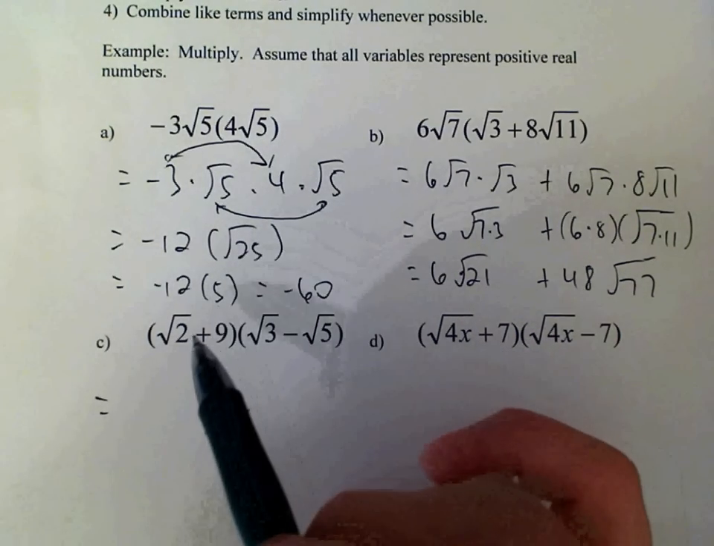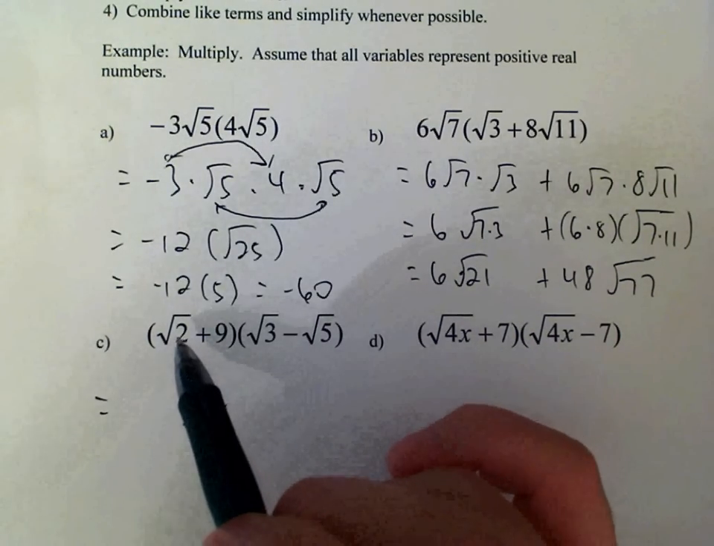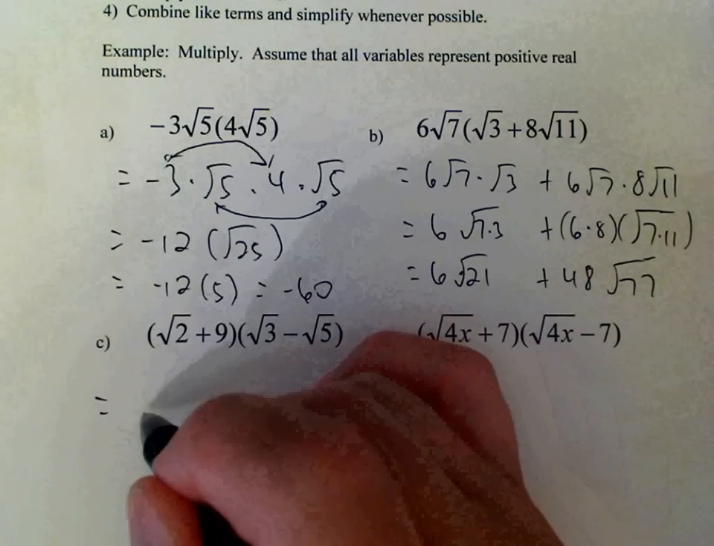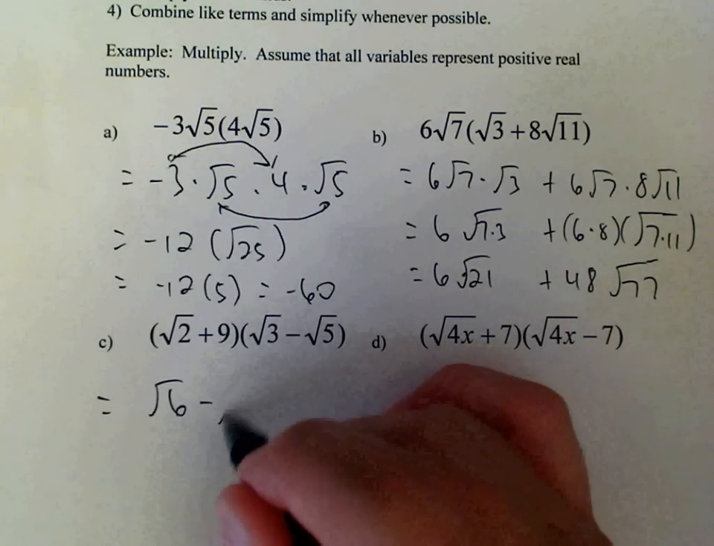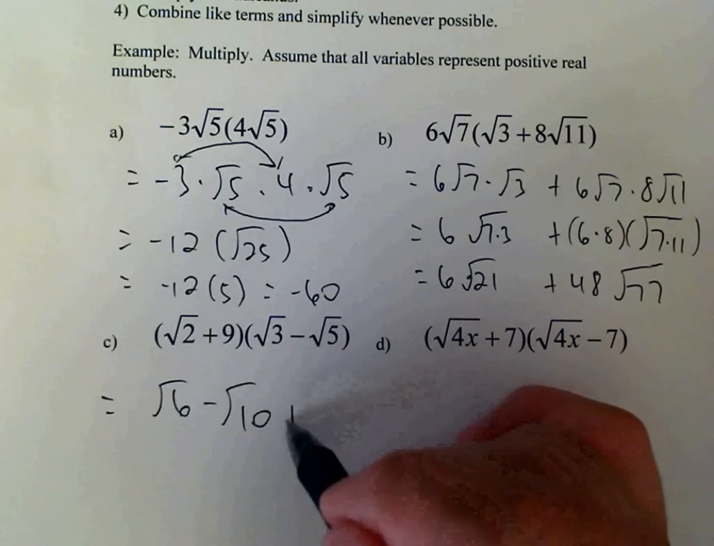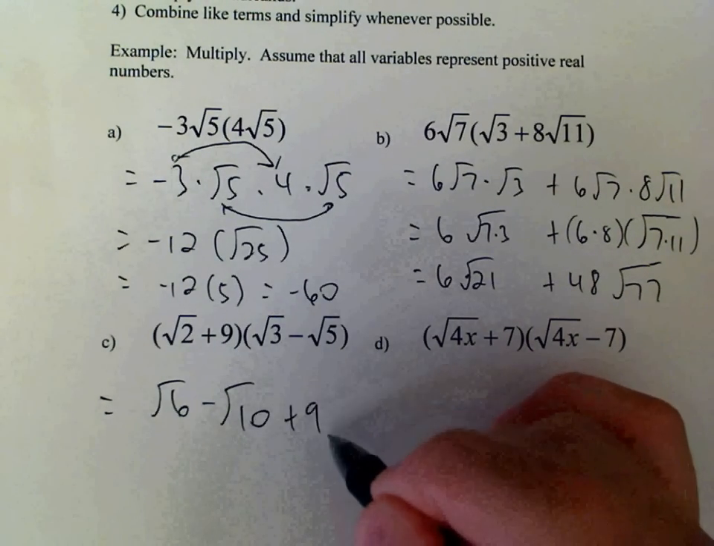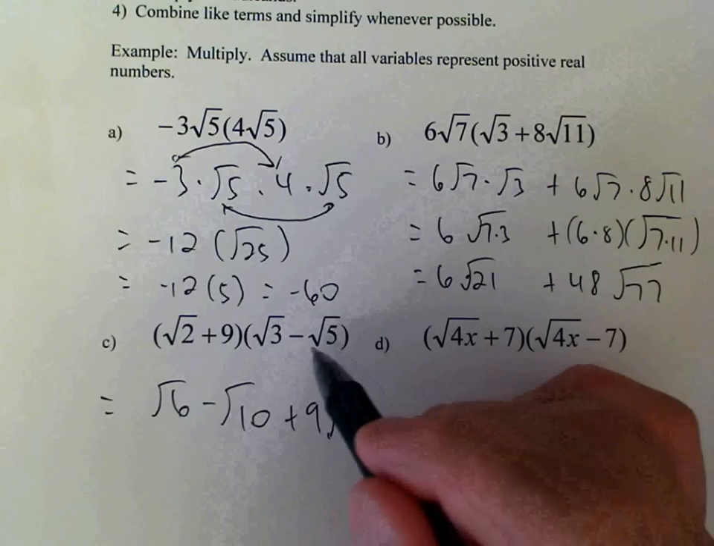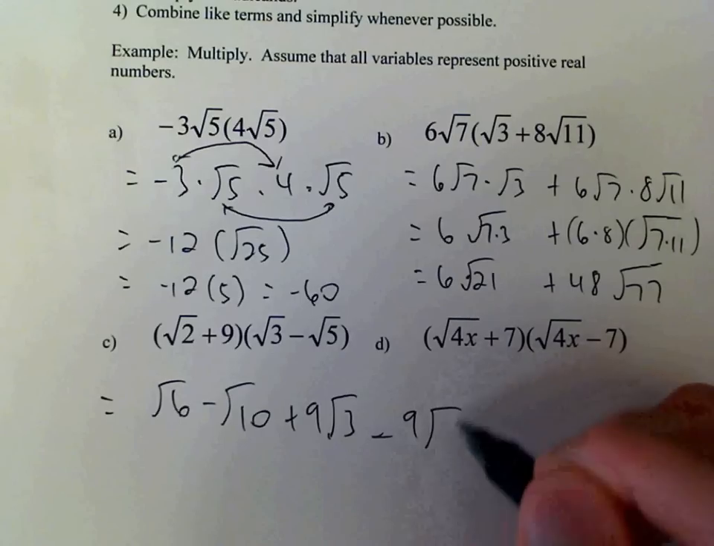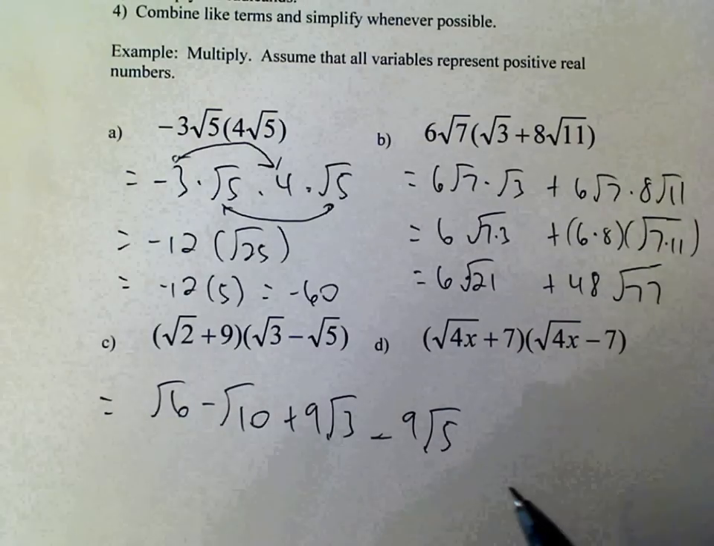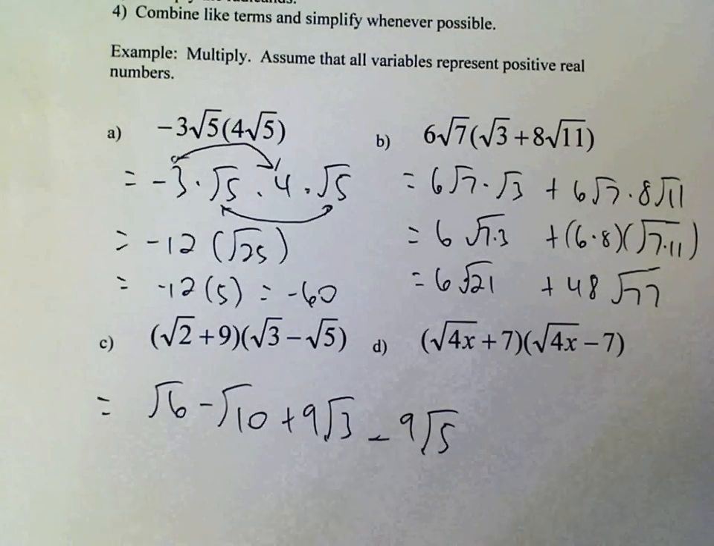Full method says I'm going to take the square root of 2 times the square root of 3, and I get the square root of 6. Square root of 2 times the negative square root of 5, I get negative square root of 10. Plus 9 times the square root of 3 is 9 square root of 3. Minus 9 times the square root of 5, which is 9 square root of 5. Nothing simplifies, nothing combines together. I'm done. Sometimes that happens. That's what you're hoping for.